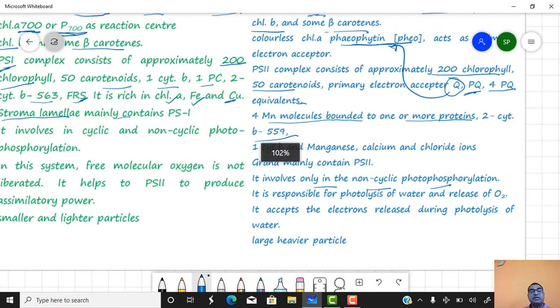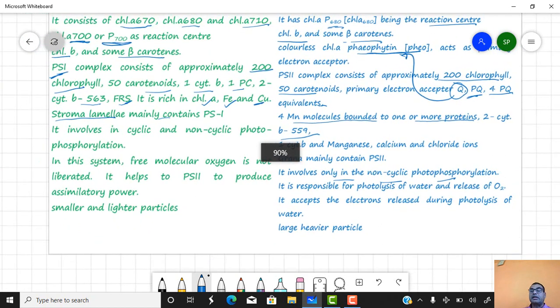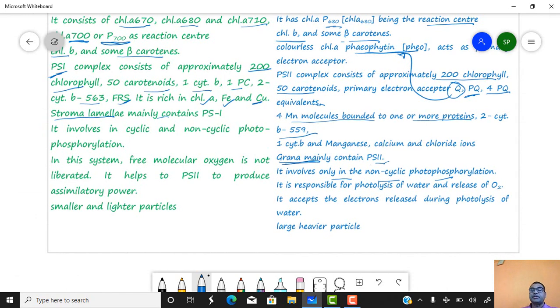Pigment system 1 is present in the intergrana lamellae, while pigment system 2 is present in the granum region. Pigment system 2 is involved only in non-cyclic photophosphorylation, while pigment system 1 is involved in both cyclic and non-cyclic photophosphorylation. Pigment system 2 is responsible for the photolysis of water and release of oxygen, while such photolysis of water and release of molecular oxygen does not occur in pigment system 1.